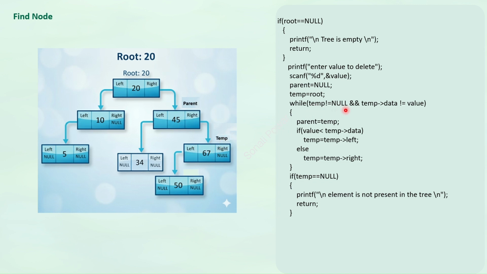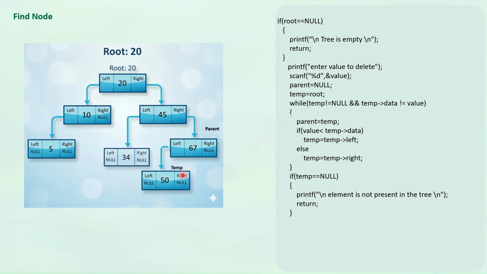Again, temp is not null, so we check the temp data. Temp data is 67 and value is 50. Again, they are not equal, so I enter the while loop. First of all, bring the parent to this location with the help of this line. After that, we check the value. Value is 50 and temp data is 67. So this condition is true, that is, 50 is smaller than 67, and we said move temp to the left side. So after completion of the third iteration, this will be your result.